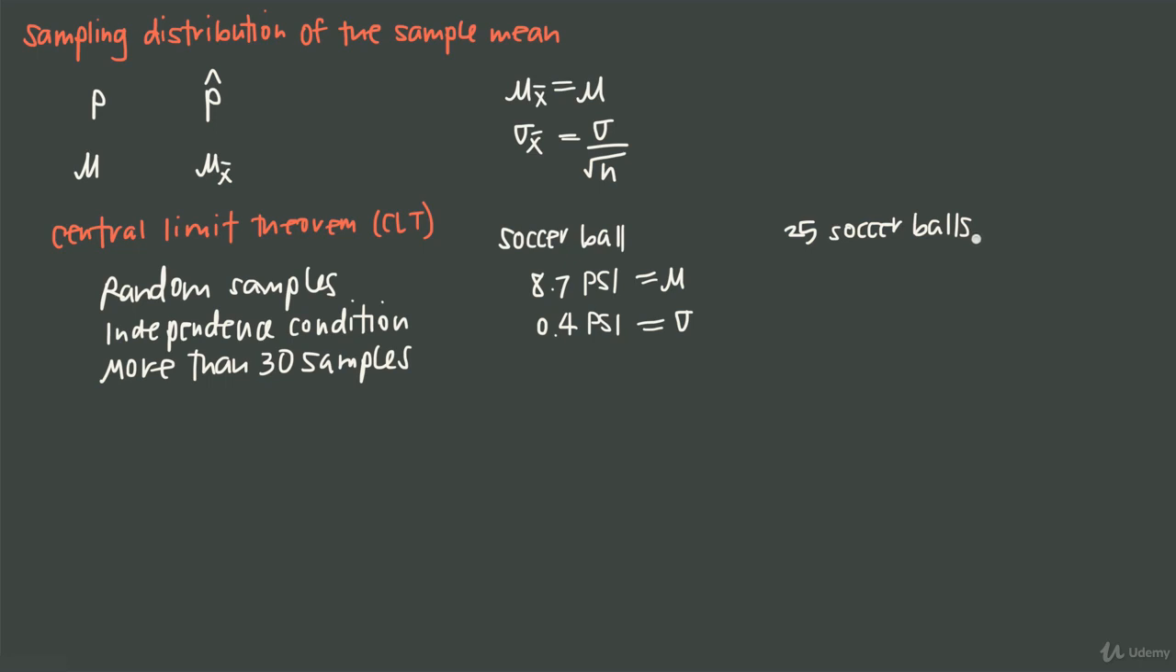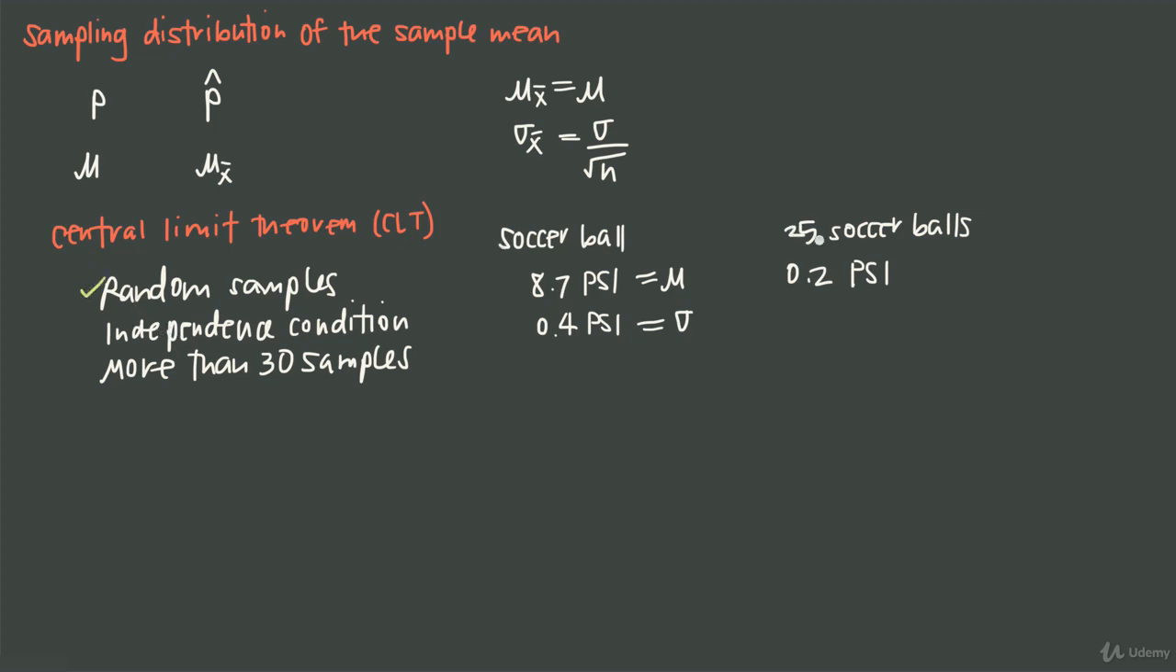And they want to know the probability that the mean amount of pressure in these balls is within 0.2 pounds per square inch of the population mean. So the first thing we need to do is check normality. And we were told in the problem that we took a random sample of 25 balls. So we can go ahead and assume that we've met that condition.